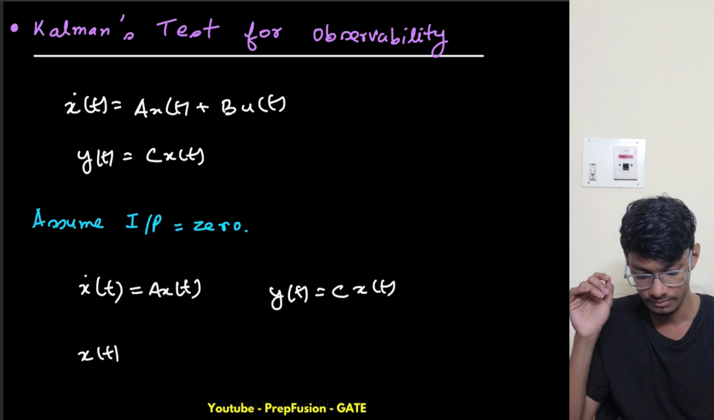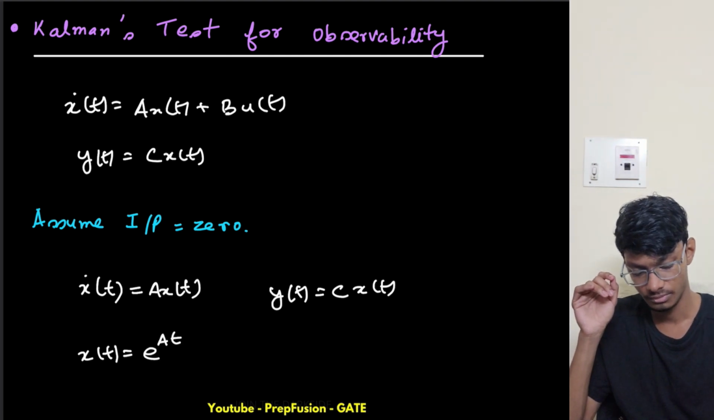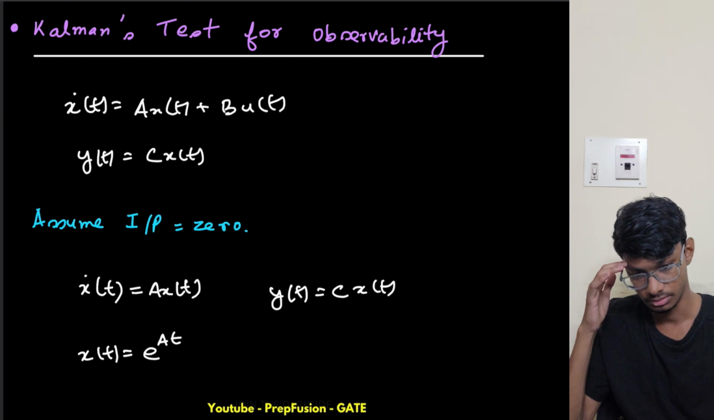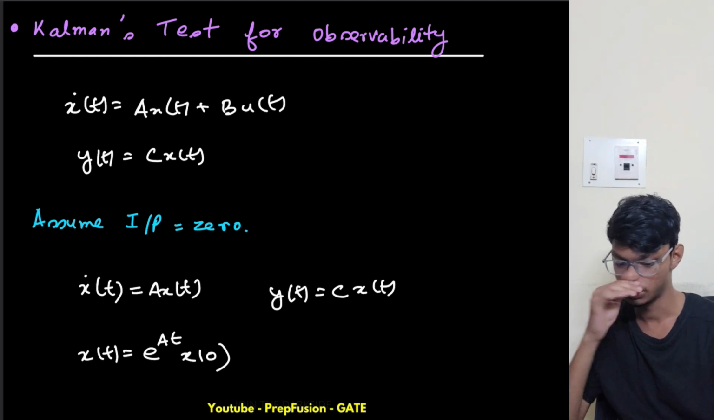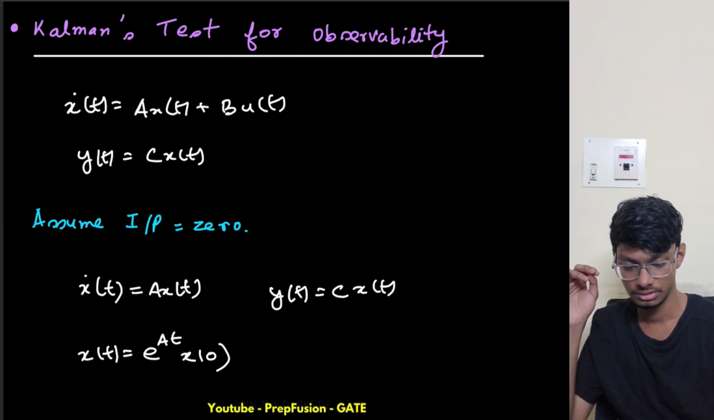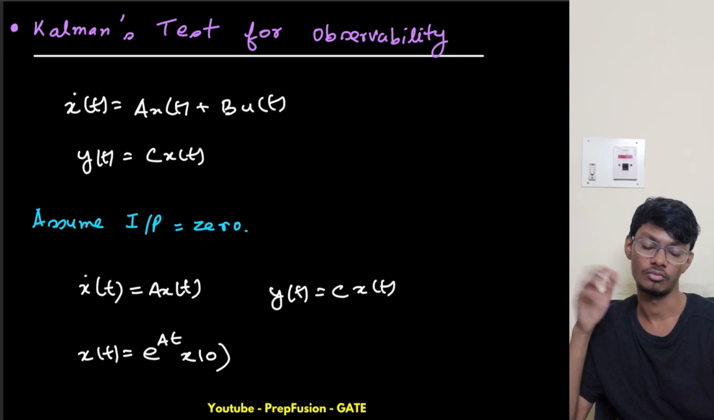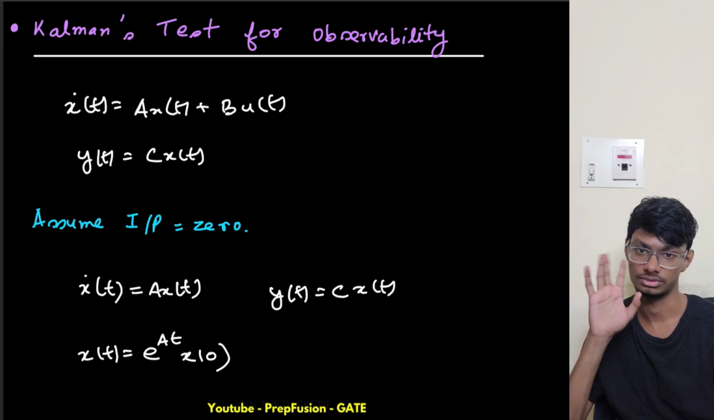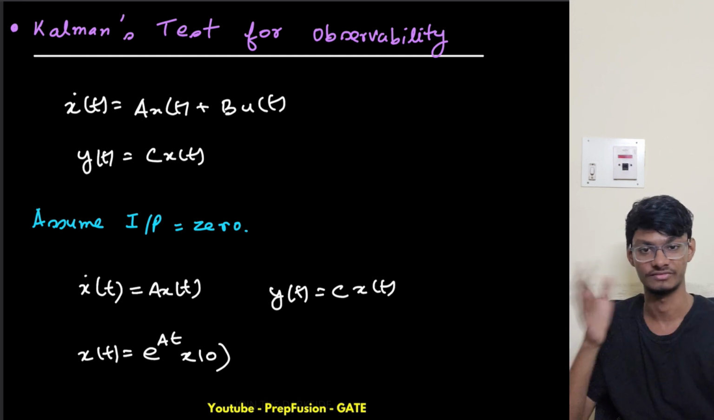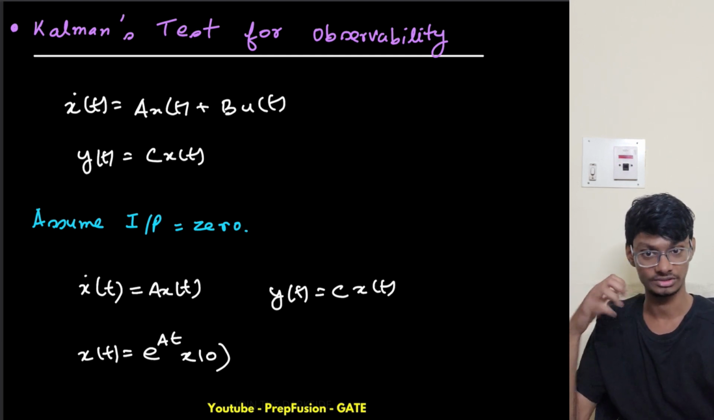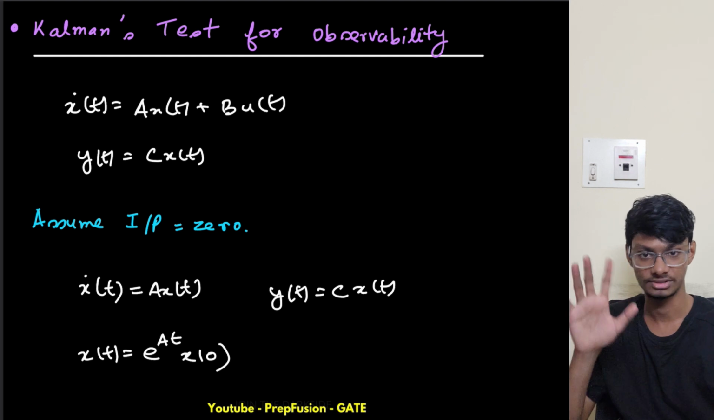So my x of t, what does it become? It becomes e raised to power At times x of 0. I hope you remember all this. This is the state transition matrix, and this is the zero input response from the previous classes. Now I will go very fast, because I've taught you all this in detail.